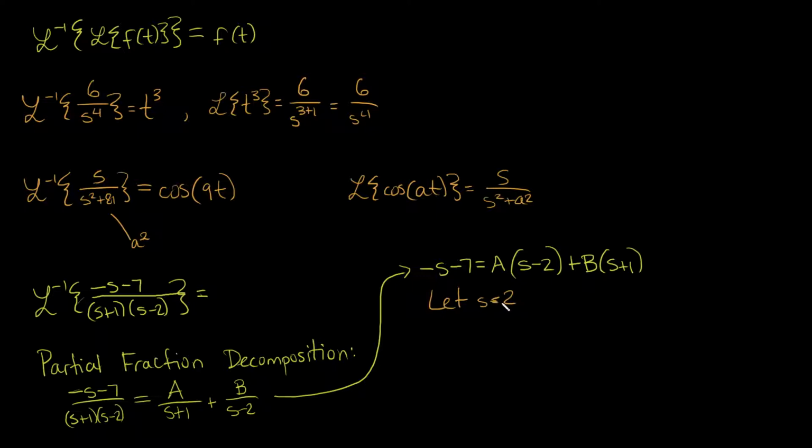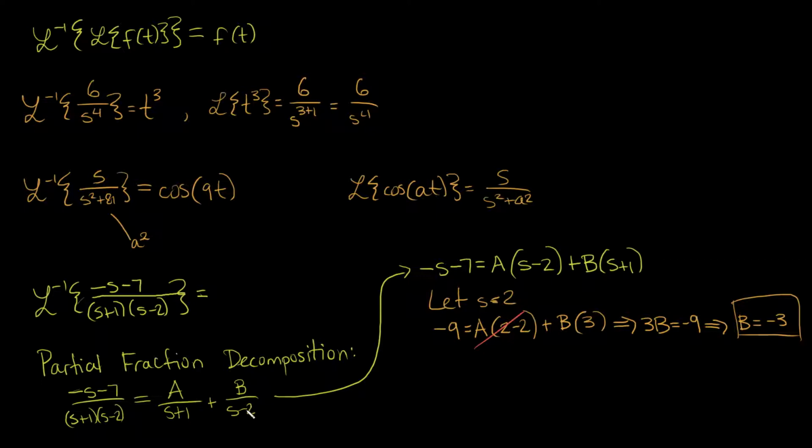If I let s equal 2, we get negative 2 minus 7, which is negative 9, equals A times 2 minus 2, but that's just going to go to 0, which is nice. That's the entire reason we picked s equals 2 for our first s. Plus B times, with s equals 2, 2 plus 1 is 3. So this tells us that 3B equals negative 9, or that B equals negative 3. If we just do some division, B equals negative 3 is our first constant.